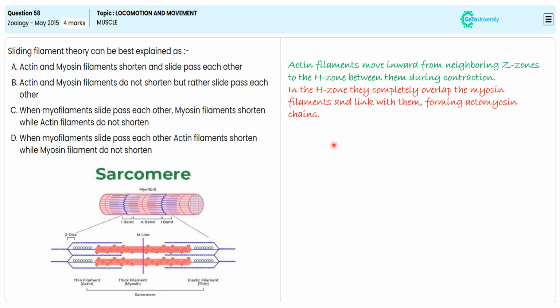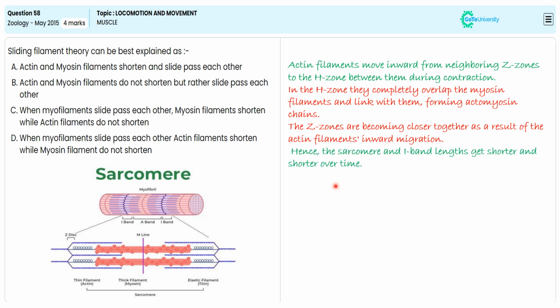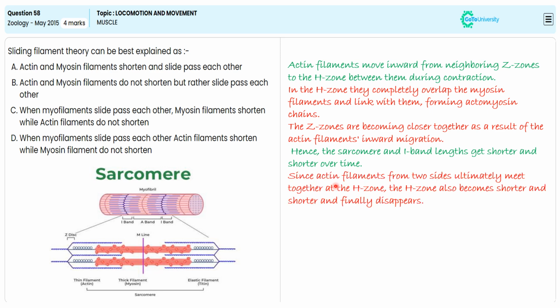The Z zones are becoming closer together as a result of the inward migration of the actin filaments. Hence, the sarcomere and I band lengths get shorter and shorter over time. Since the actin filaments from two sides ultimately meet together at the H zone, the H zone also becomes shorter and shorter and finally disappears. The A band length, however, does not vary.